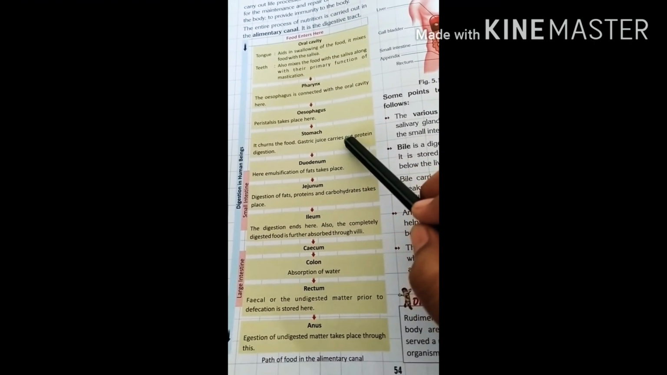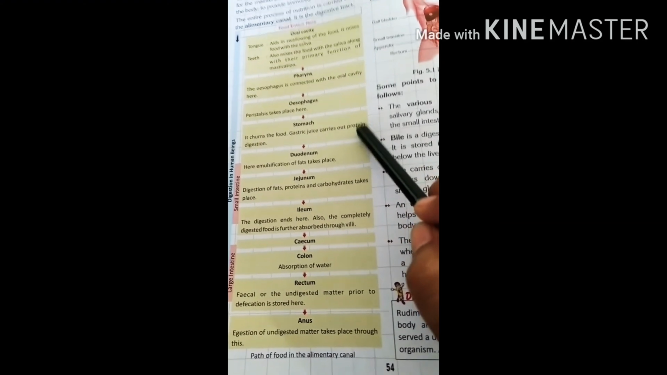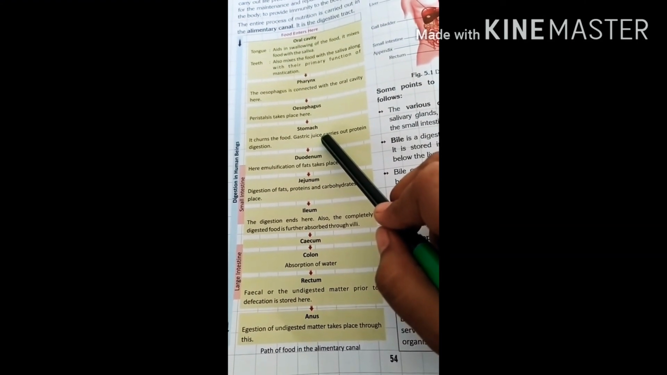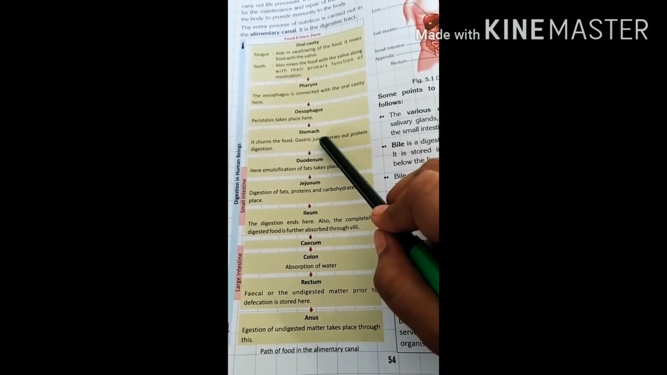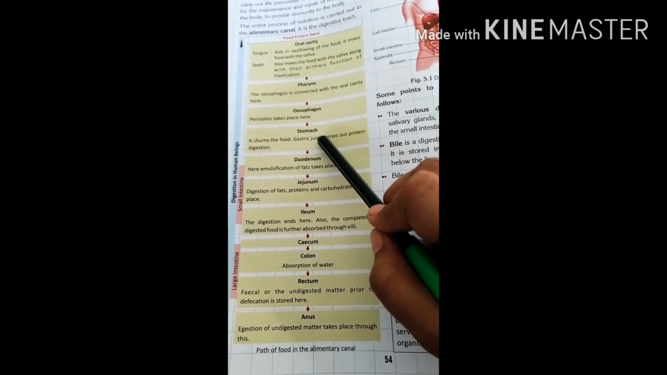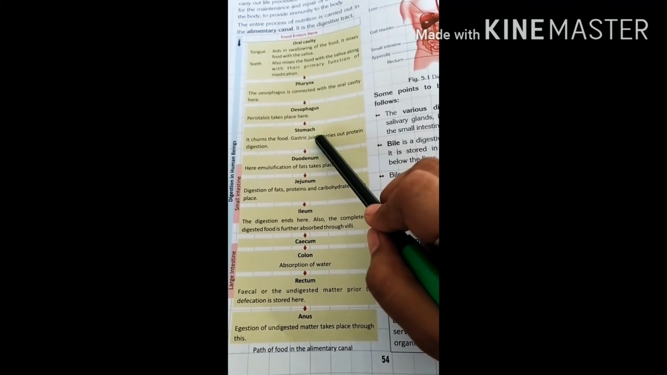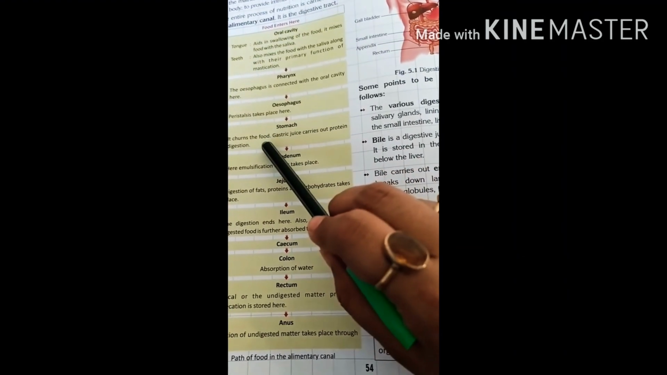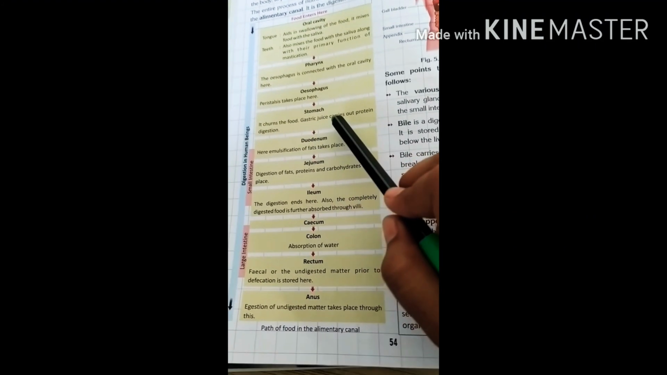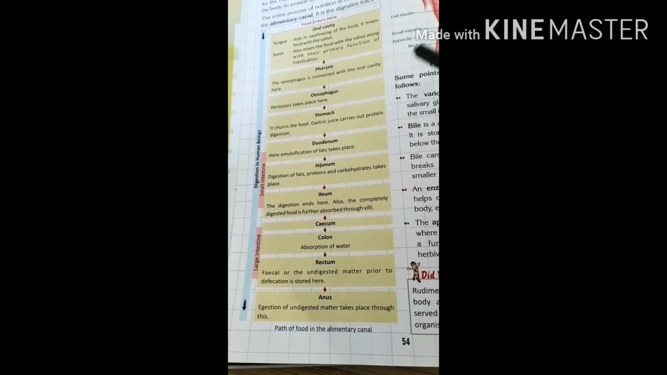Gastric juice carries out protein digestion. Also, in gastric juice, HCl acid is there and many enzymes are present which act on the protein, which act on the food and break it into a simple soluble form.